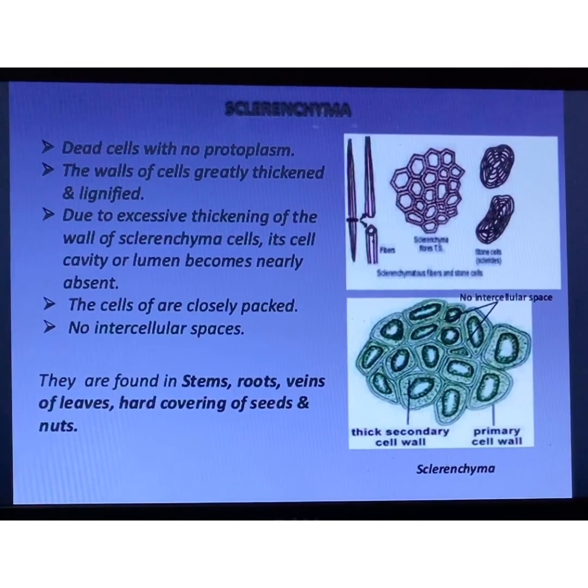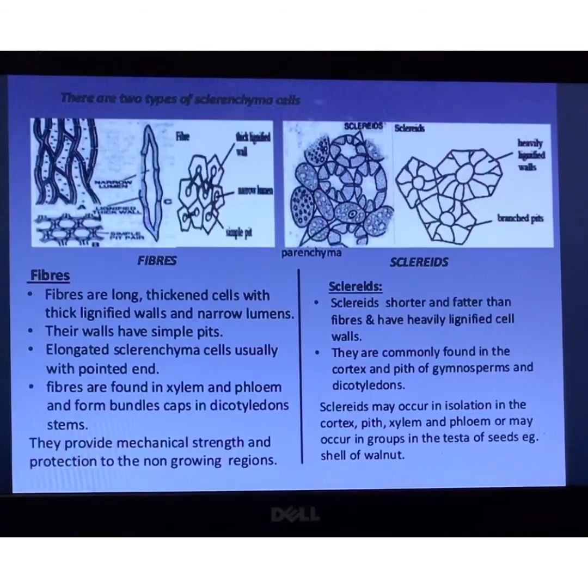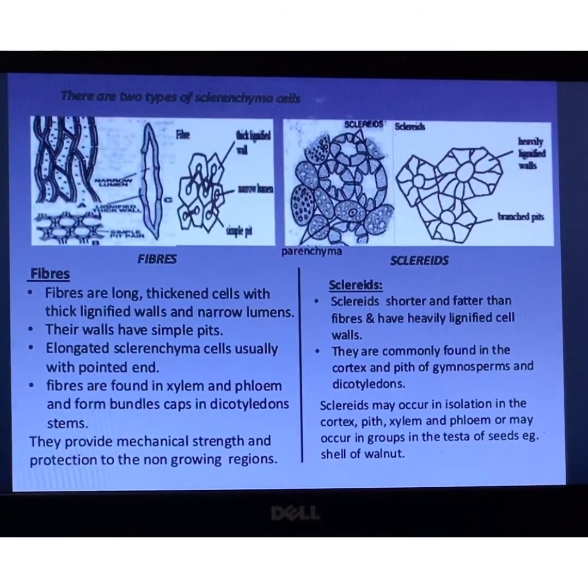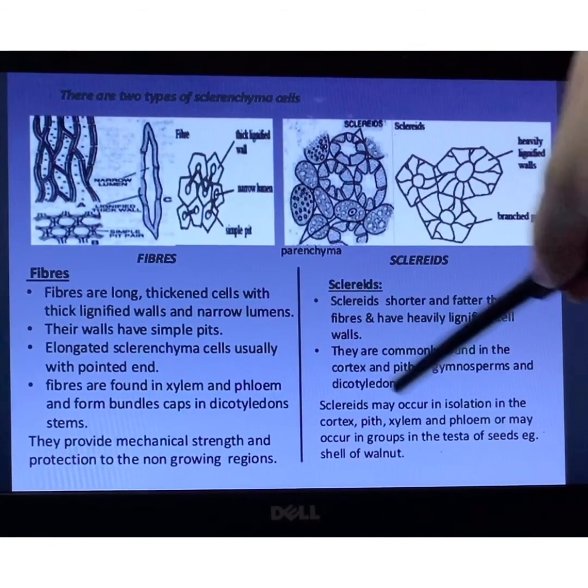They are mainly of two types, the cells of sclerenchyma. They are called sclerids and fibers. Let's have a look at the two types of cells, the sclerids and fibers. Now what are sclerids? Sclerids are those sclerenchyma cells that are randomly distributed throughout the tissue and their length and width are same. So they are shorter, fatter than the fibers.